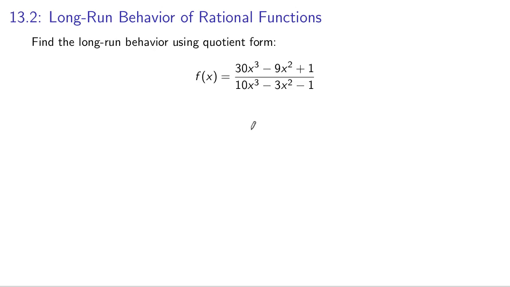So let's do an example. So here we have 30x cubed minus 9x squared plus 1 over 10x cubed minus 3x squared minus 1.